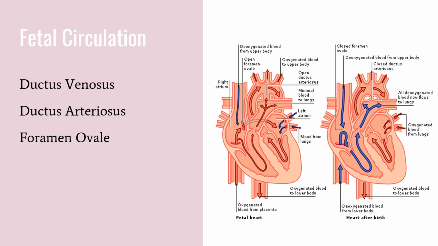The ductus arteriosus, which connects the main pulmonary artery to the aorta. This bypasses the lungs. And the foramen ovale, which is an anatomic opening between the right and left atrium. This bypasses the right ventricle. There is a great file within this module tab that has images to help with your review.